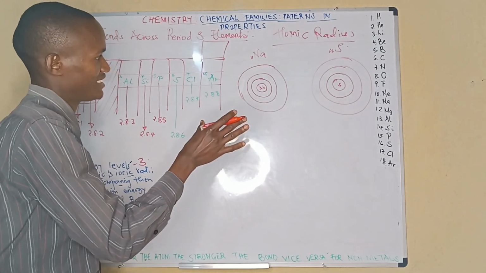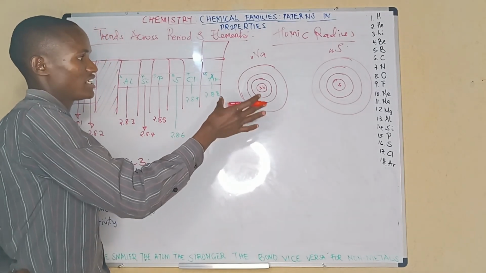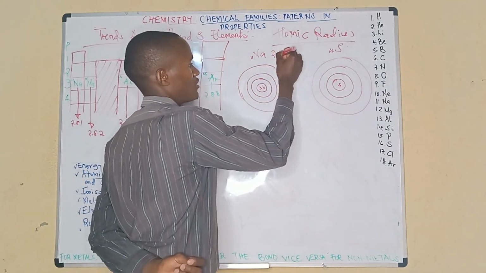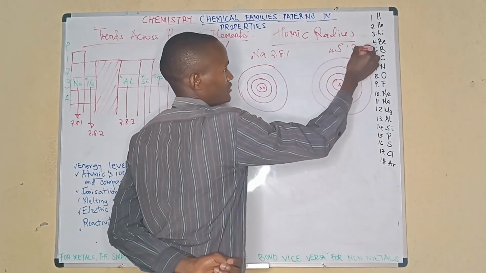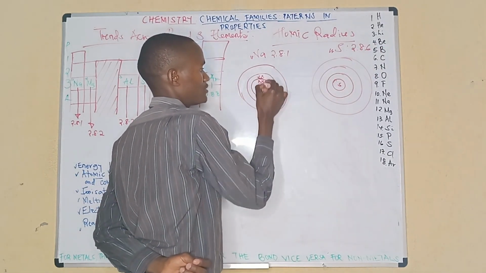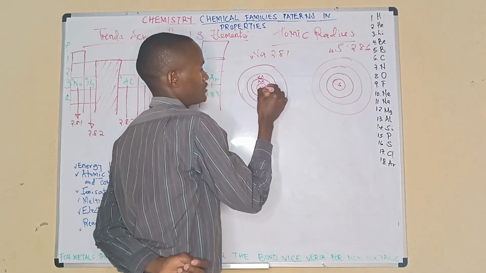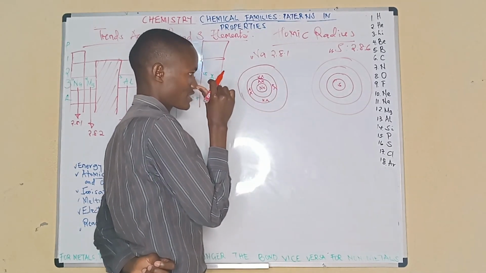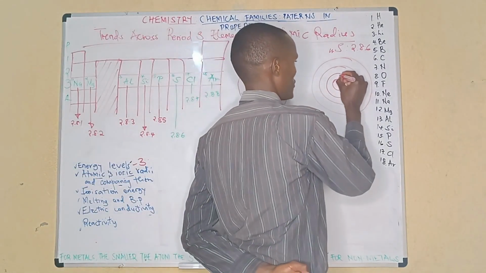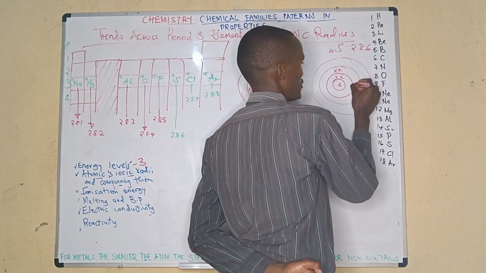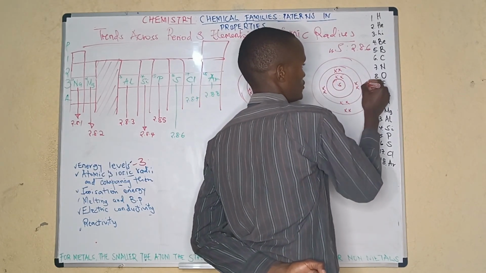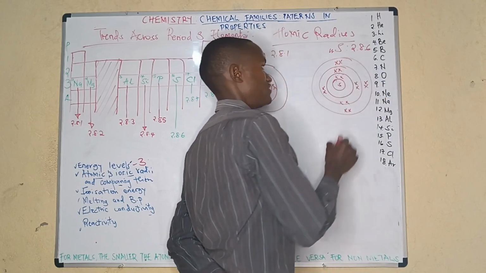I have not drawn them to scale, so we'll be discussing and finding out which one is bigger than the other one. Let us indicate the electrons. This is 2 and then 8. 1, 2, 3, 4, 5, 6, 7, 8. 1. Then 2, 8, 6. 1, 2, 3, 4, 5, 6.